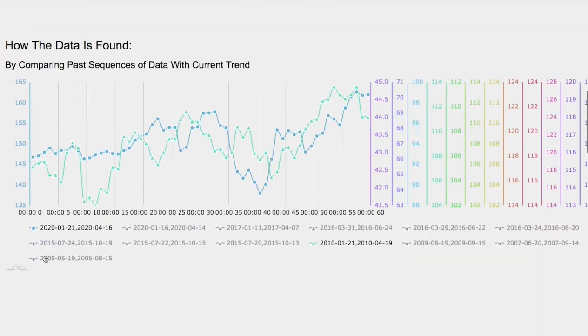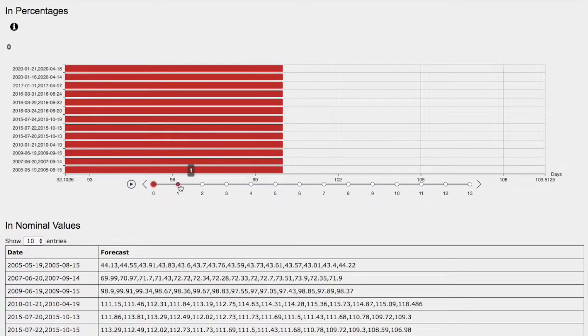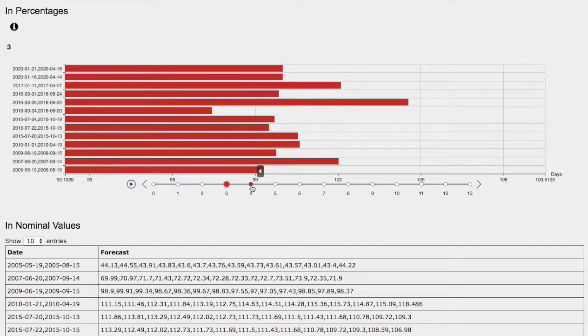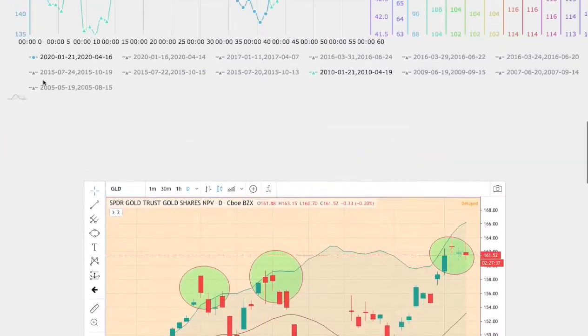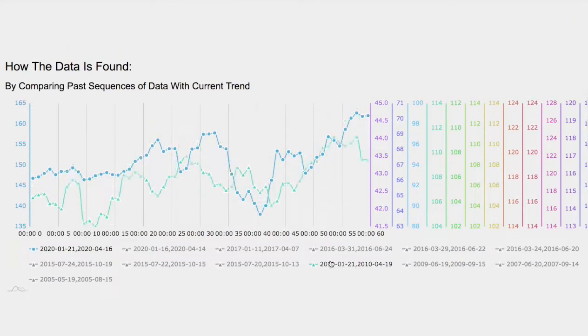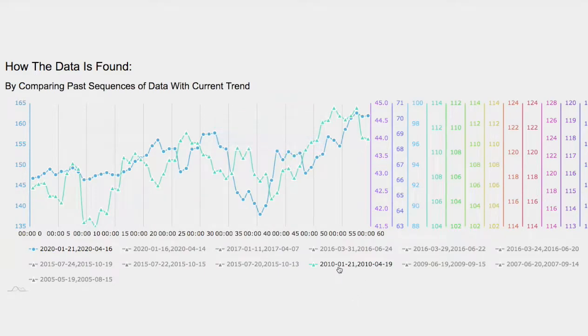So let's review day-by-day forecasts for gold futures. So we have 1 day out, 2 days out, 3 days out, 4 days out, 5 days out, 6 days out, and 7 days out. So which one of these models should we focus on? Ideally, the model that is best matched to the current trend. Right now, we have the current trend, and overlapping it is the trend that I believe is the best match. And this trend dates back to January 21st, 2010 to April 19, 2010.